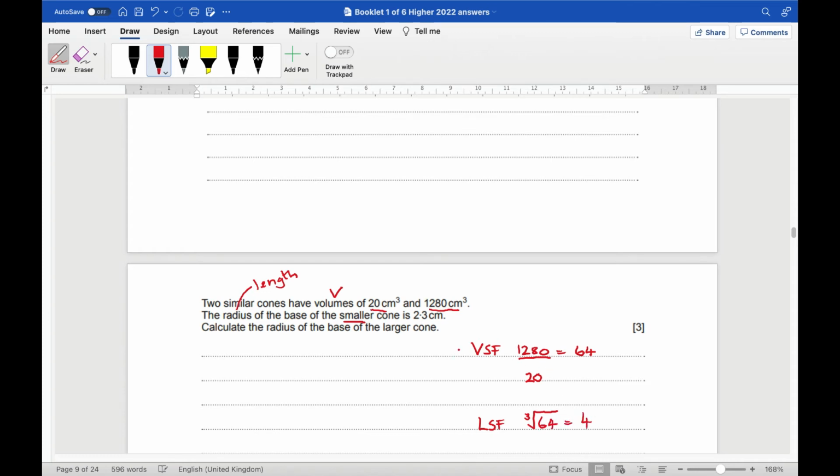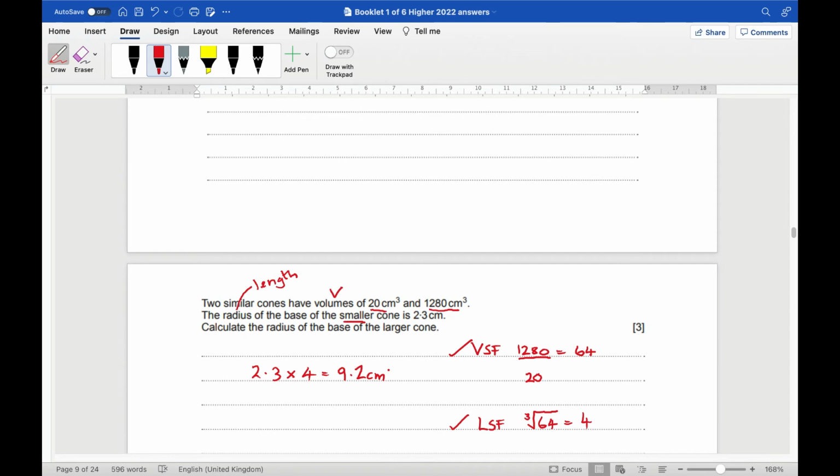So, question 1, what have I worked out? The volume scale factor. Question 2, what do I need? The length scale factor. Worked it out. Question 3, am I timesing by 4 or dividing by 4? It says the 2.3 is the smaller length, therefore on the bigger shape I will have to times by 4 to get the larger length. Okay?